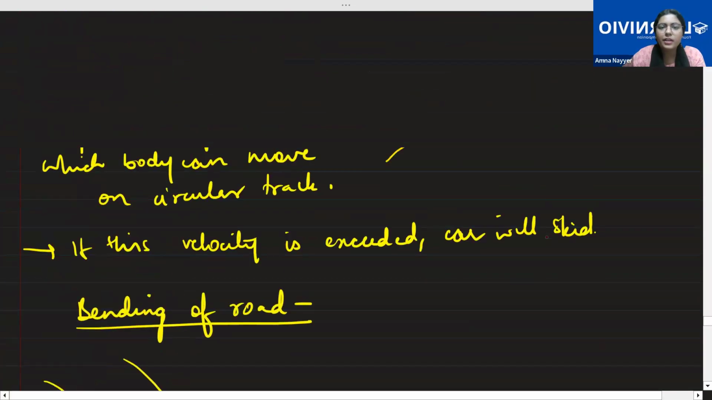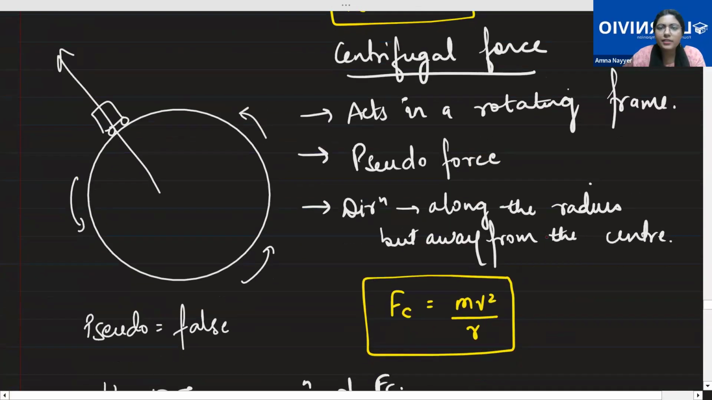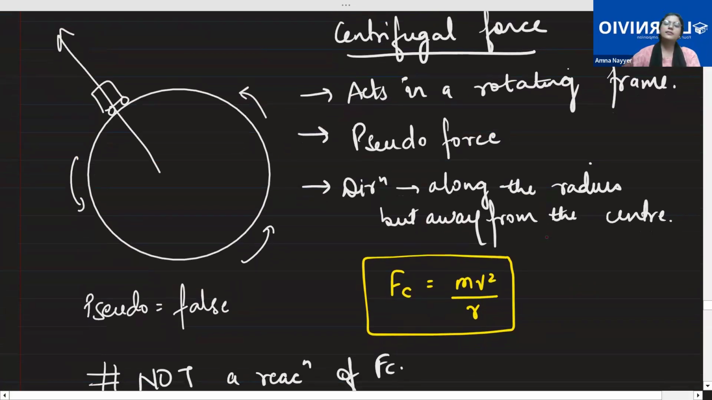Now we'll discuss the bending of road. Just write about the centrifugal force. Then we'll discuss the bending of road, banking of road, 2.5.